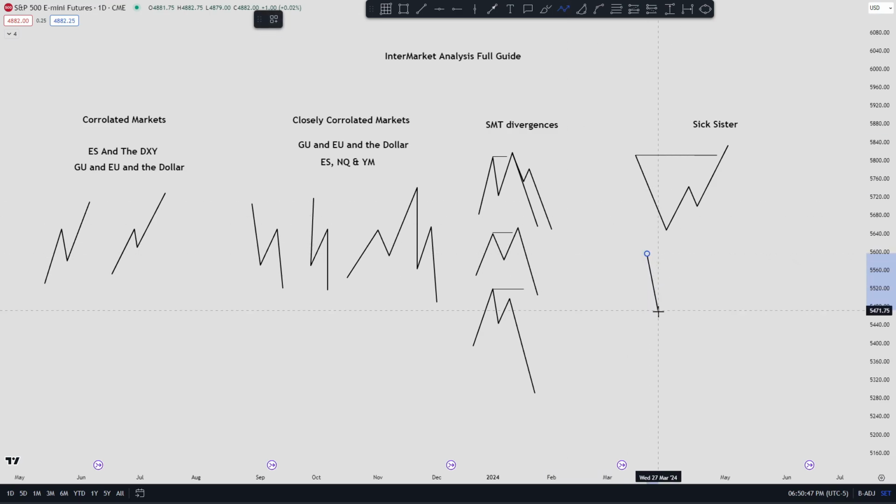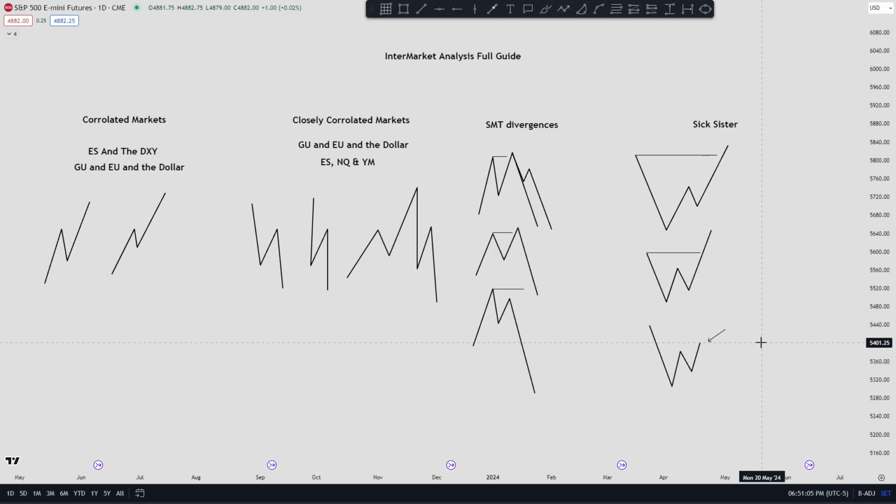Then we have the Nasdaq. The Nasdaq also takes out this high, just like the SMT divergence. But then when we get to the Dow Jones, it is down here, while the ES and the Nasdaq are all the way up here, meaning the Dow Jones is in a SIC sister situation, meaning of all three sisters, the Dow Jones is the weakest.